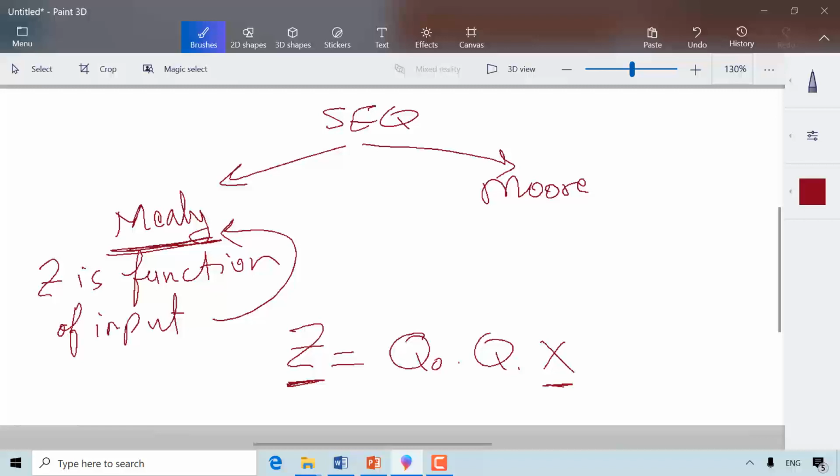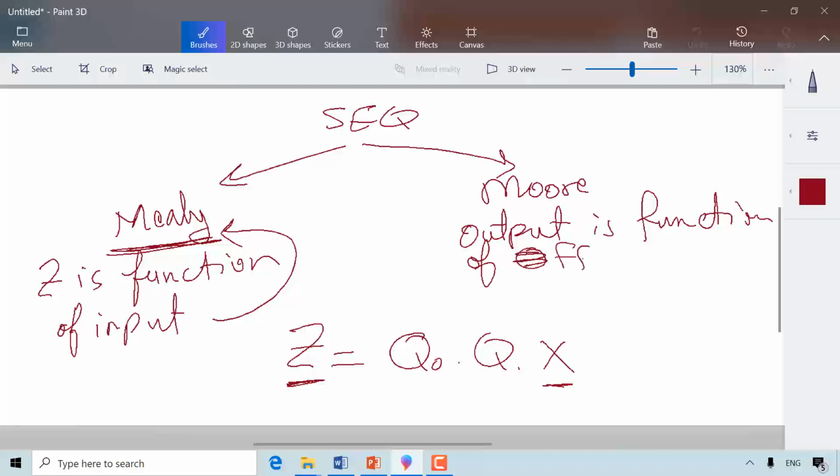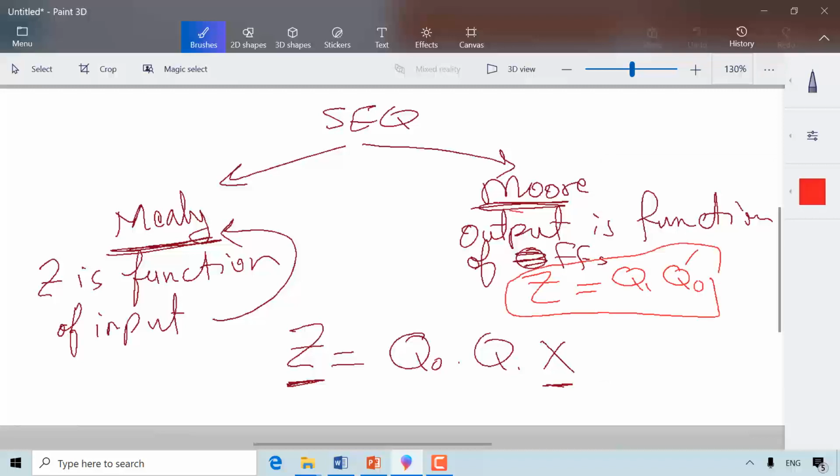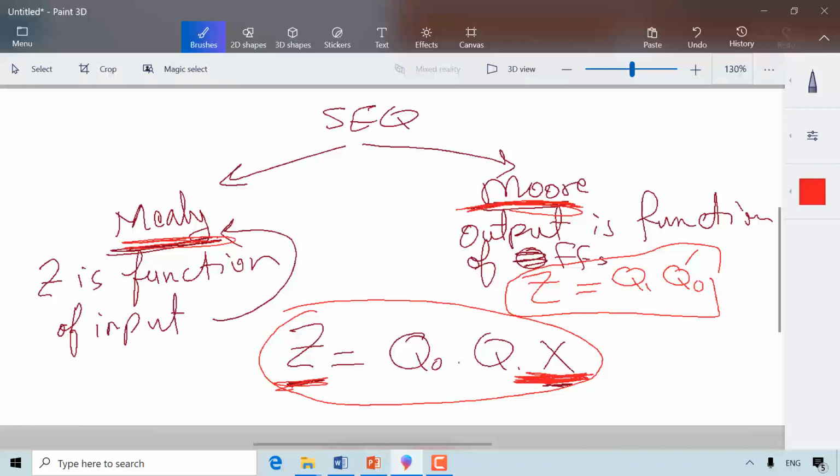But if the output is a function of the flip-flops only, then it is a Moore. So for example, if the output was Q1 Q0 prime, in this case the circuit becomes Moore. So if the output of the circuit is a function of one of the inputs, it's a Mealy circuit. If the output of the circuit is not a function of the input, it's a Moore circuit, and that's the classification of the circuits.